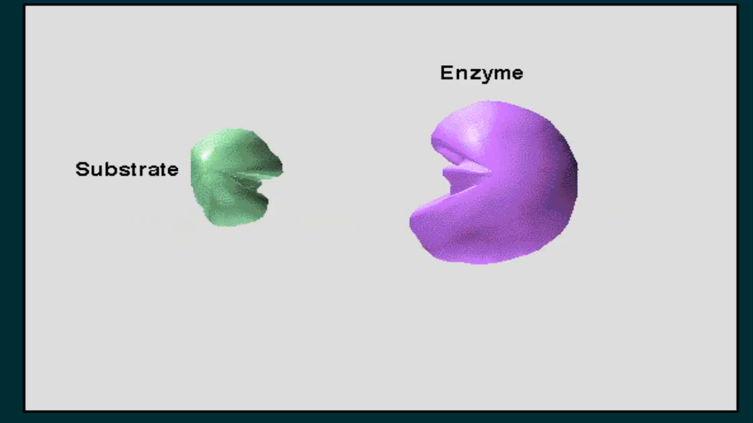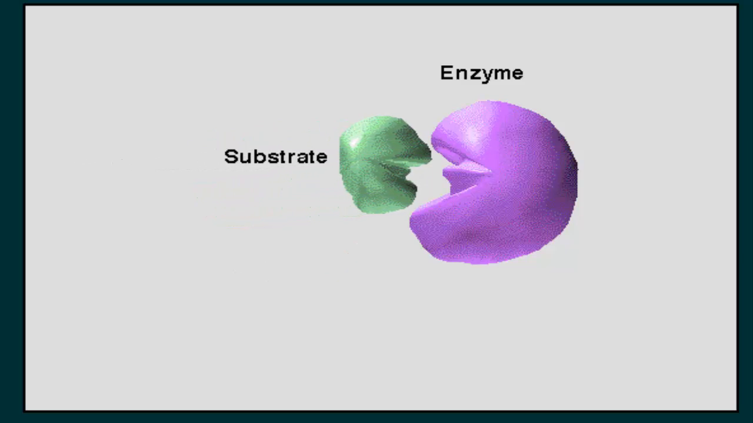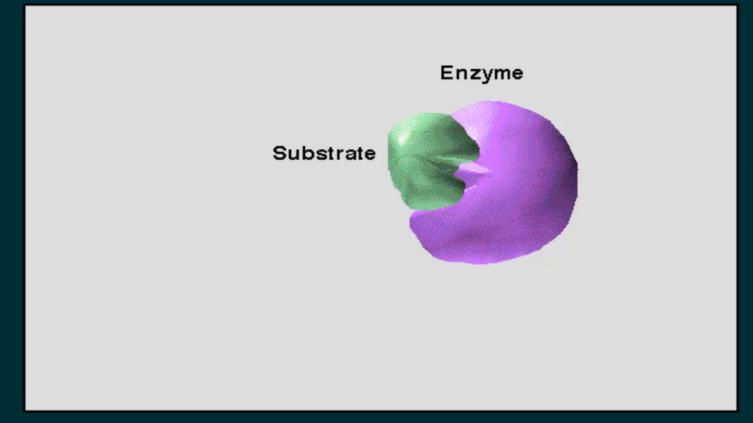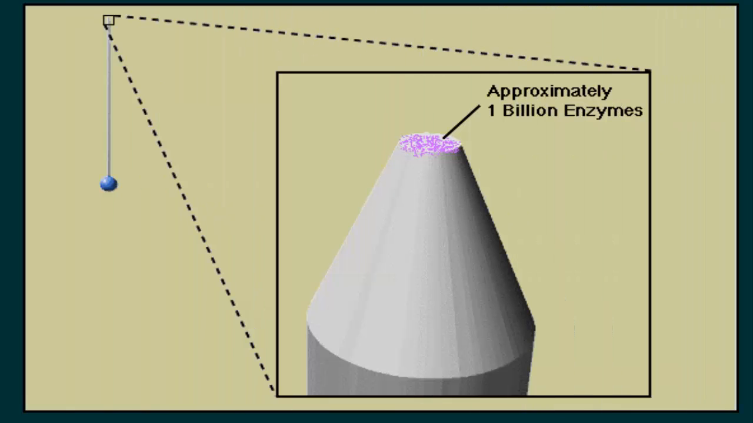To understand the way in which an enzyme-catalyzed reaction works, it is necessary to look at the structure of an enzyme. An enzyme is a protein which contains a pocket on its surface called the active site. Each active site is specifically shaped so that only one or two types of substrate can fit into it. By molecular standards, enzymes are enormous. However, it would take over 1 billion of them to cover the head of a pin.